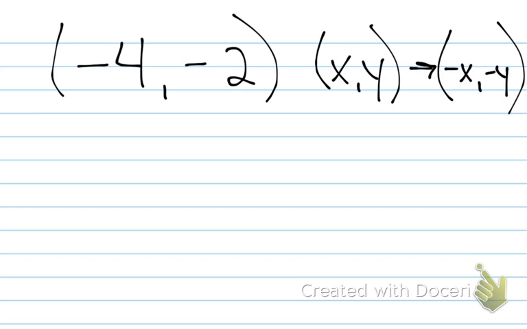Here's what that means. It means it's the opposite. Whatever it is in the first one, it's going to be the opposite sign in the rotated image. So if it was -4, now it's +4. If it was -2, now it's +2. That's it. If you're going 180 degrees, it's the opposite sign. All right, so let's do another one.